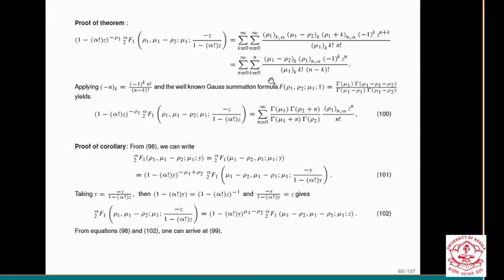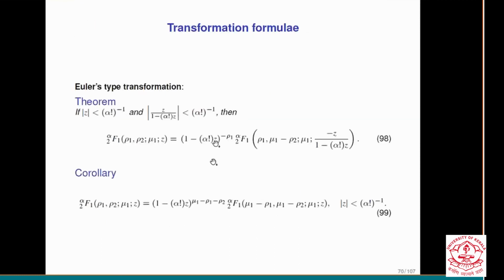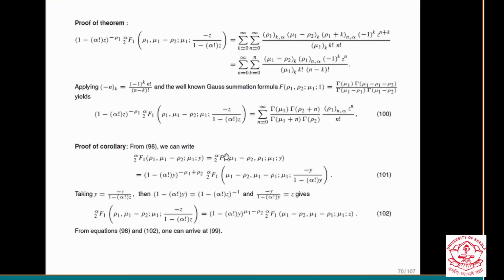This is clear, and finally we got this one. So it means 1 minus factorial alpha into that, whole raised to power minus rho 1, and into this is our new extended hypergeometric function. So this is equation number 100. And the second one we go for is equation number 98. This is a corollary of 98.